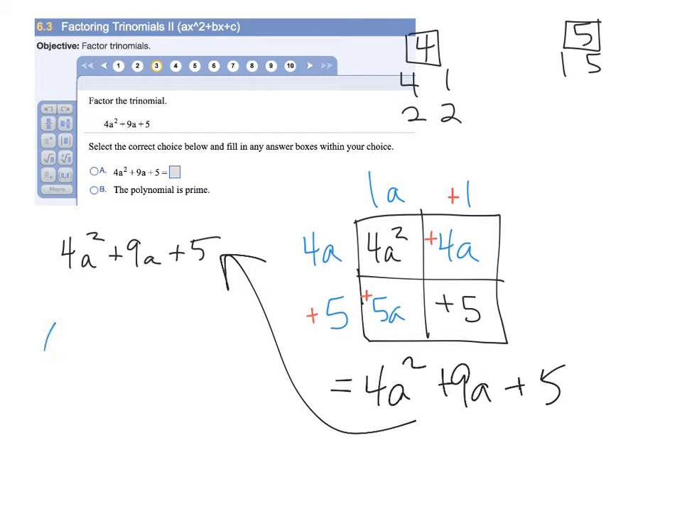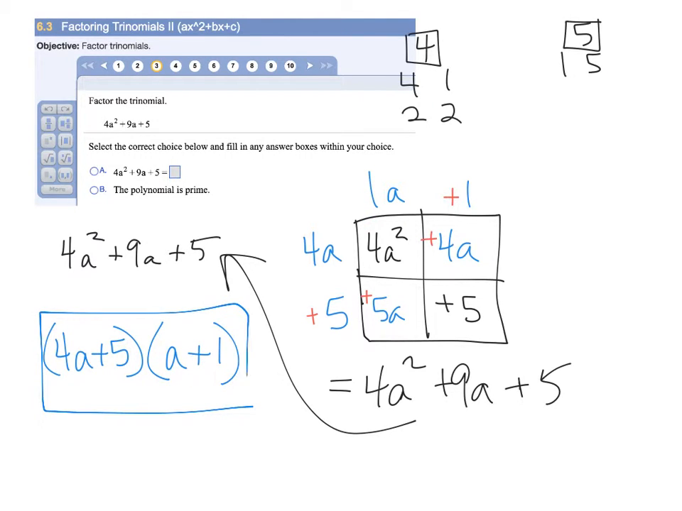So that on our first try means our factors are 4A plus 5, because that's right here, times A plus 1, because you don't need the 1. So it's just A plus 1, and there you go. We have factored this trinomial.